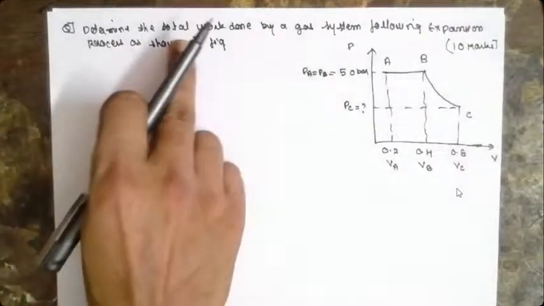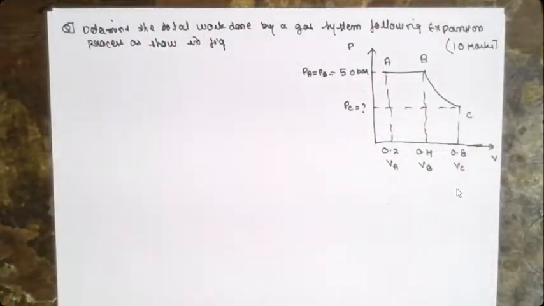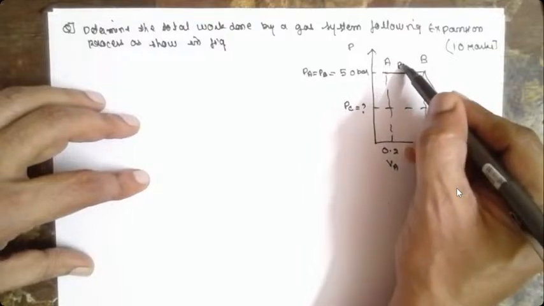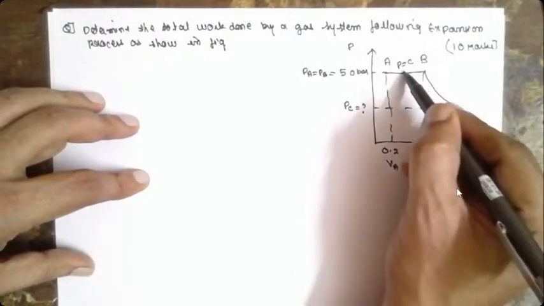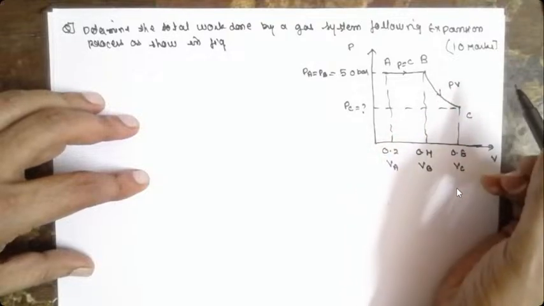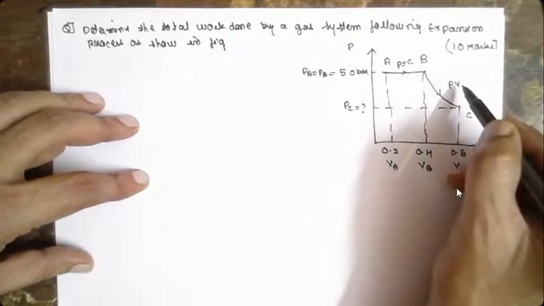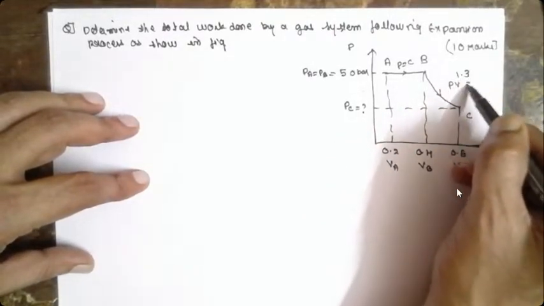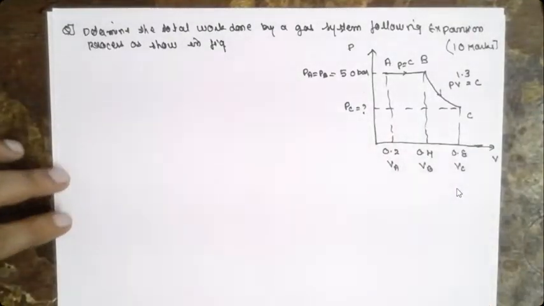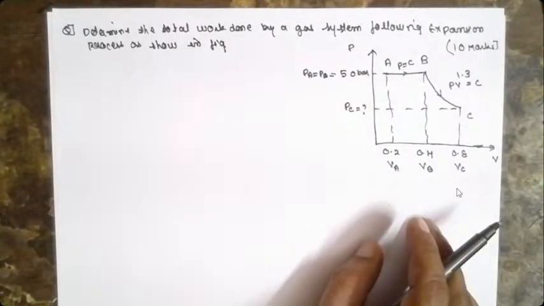We need to find out the total work. Now AB is nothing but a constant pressure, and BC is nothing but a polytropic process. They have given PV raised to 1.3 is equal to C. This is the data they have given. Based on the data, we need to solve the net work.